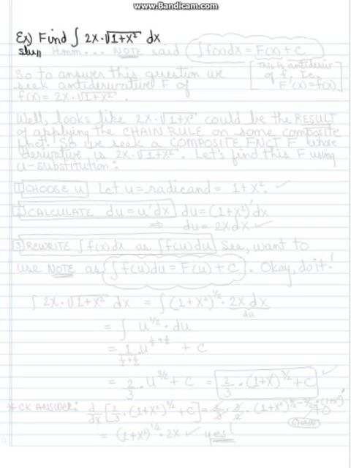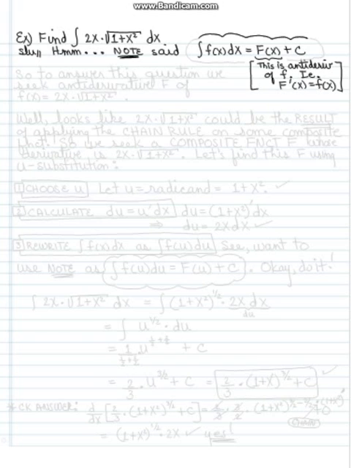Here we're asked to find the integral of a complicated function, 2 times x times the square root of 1 plus x squared dx. Well, we know that the fundamental theorem of calculus note told us that the integral of little f of x dx is capital F of x plus c, where capital F is called the antiderivative of little f. In other words, if we took the derivative of capital F, it would give us little f for the answer. So we're going to have to find the antiderivative of little f.